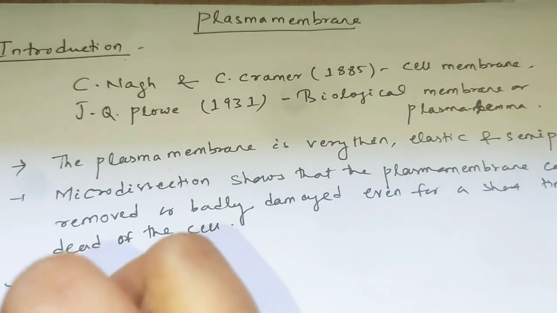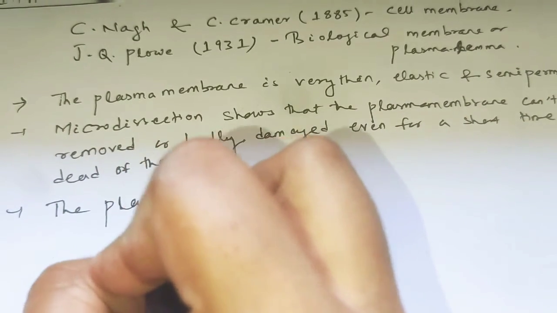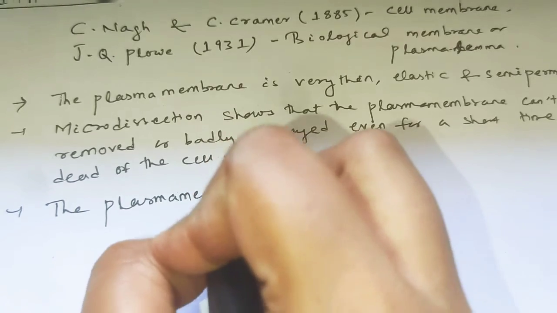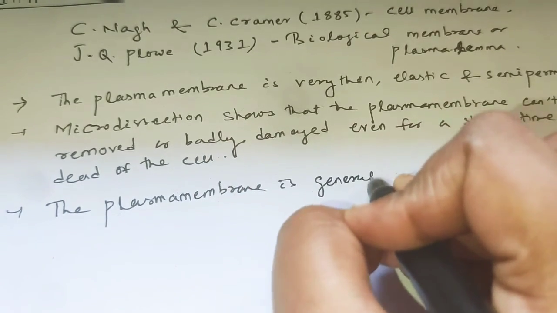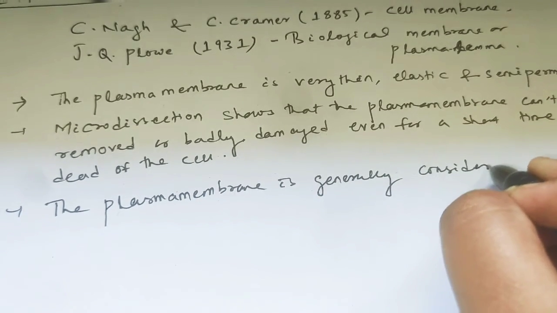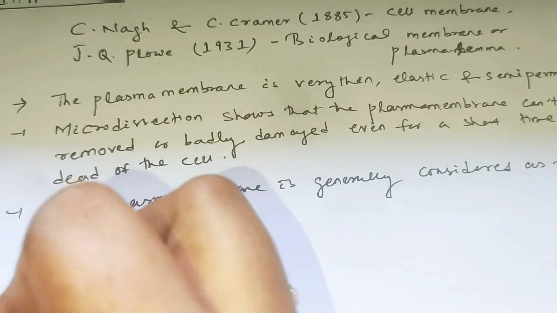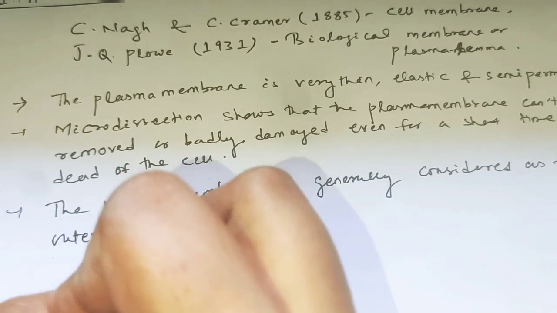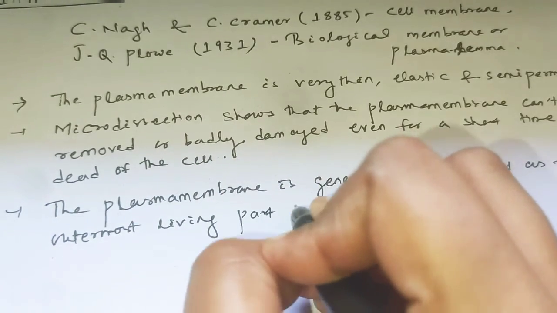See, the plasma membrane is generally considered as the outermost layer or outermost living part of the cell.